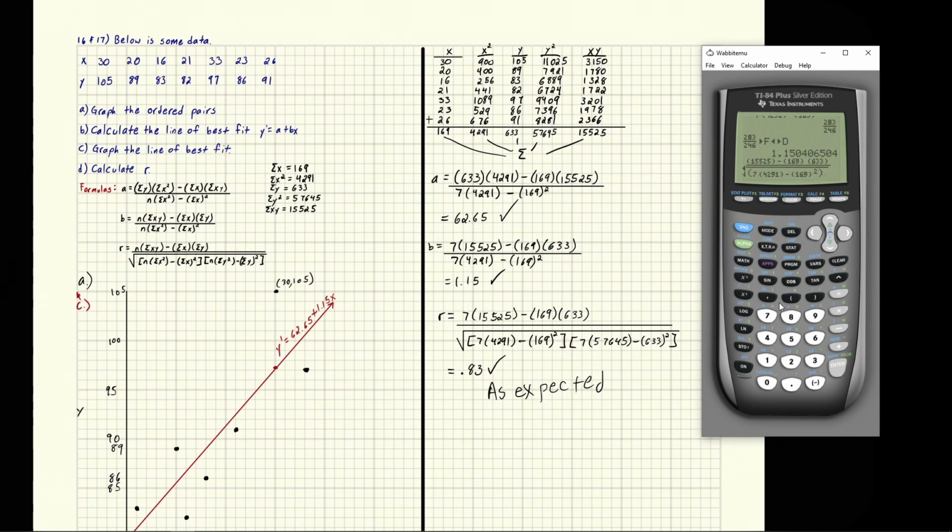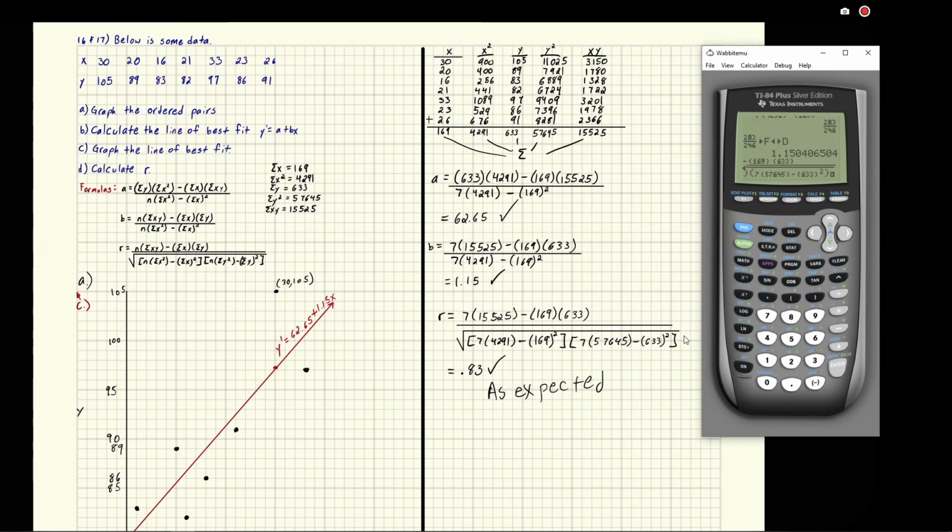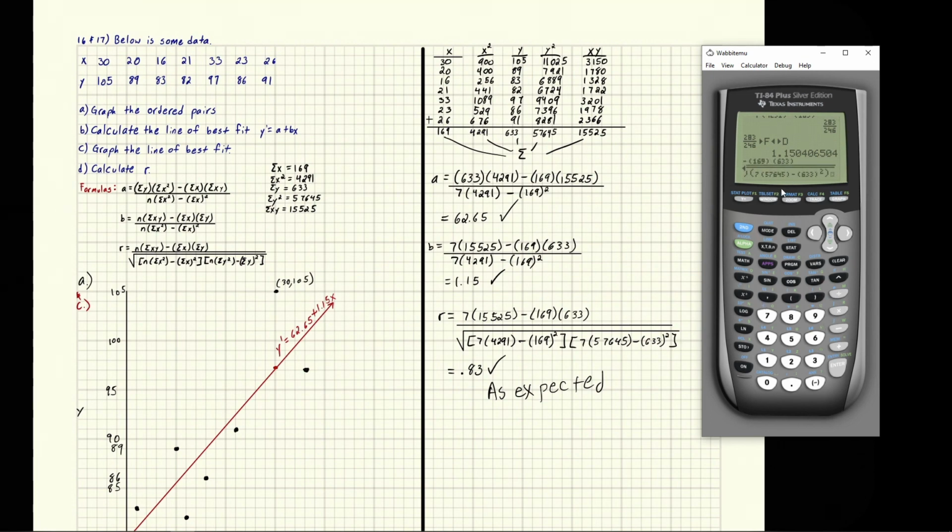for this bracket. And another open parenthesis for the next bracket, 7, open parentheses, 57645, close parentheses, minus, open parentheses, 633, close parentheses, square it, and one more close parentheses for this bracket. All right, so we should be able to hit enter, and we get our R value. So if you get an error here, you probably typed something wrong, maybe you missed a digit, maybe there's a missing parenthesis. Just go through and check it out. And we have our R.